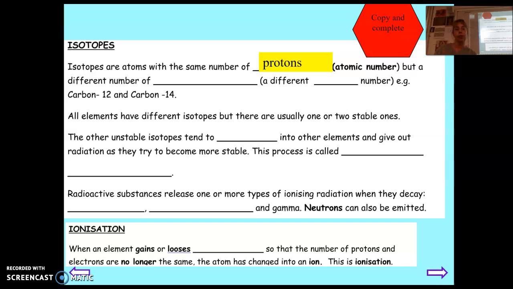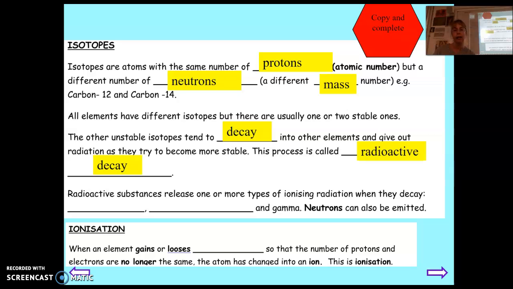Okay, that's the atomic number, but a different number of neutrons. So if it's a different neutron number, the mass number is going to be different. All elements have different isotopes, but there are usually one or two stable ones. The other unstable isotopes tend to decay. So you remember we've been talking about radioactive decay. The unstable isotopes are the ones that decay into other elements, and they give out radiation as they try to become more stable. And this is what is called radioactive decay.